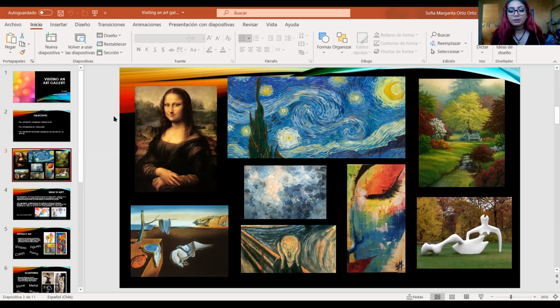Okay, so we have a well-defined image like a woman here, the Mona Lisa, or maybe we can see just colors and different shapes, right? So every art is different. But what is art? How can I recognize a work of art?